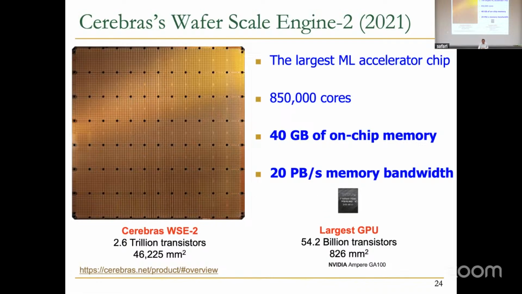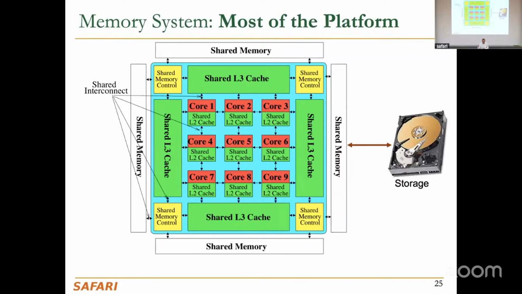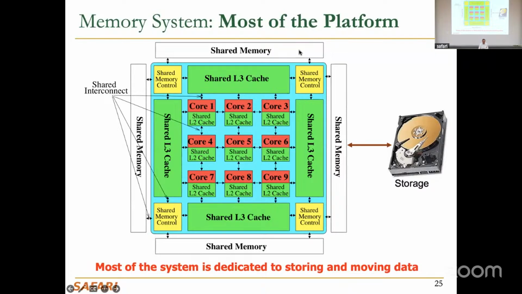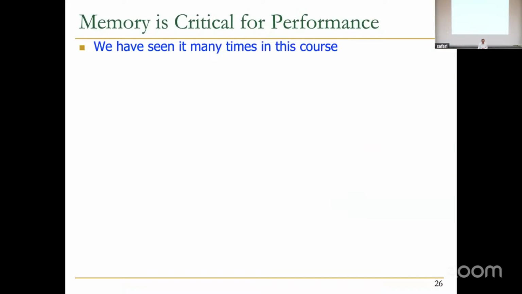It's relatively fast. Okay, this is my picture. This is actually interesting. I drew this picture in 2008. And my point was actually to show that most of the system is really dedicated to memory structures, memory and interconnect. Yet we're still bottlenecked by memory. So now I'm going to show you some data showing that. Essentially, memory is really critical for performance.